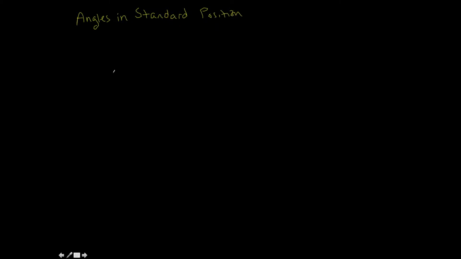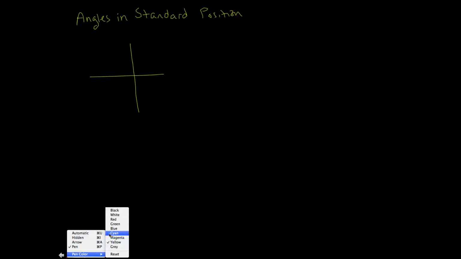So basically, here's what we have. If we have a coordinate plane, and in this coordinate plane we have a line on the x-axis. This is what we call the initial side, okay? This is the vertex of our angle, and where our angle ends is called the terminal side.